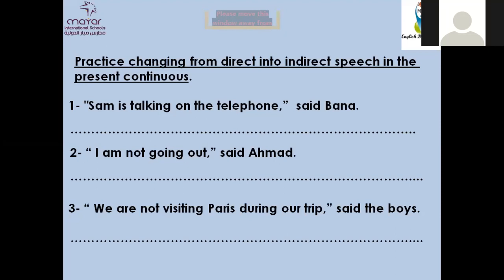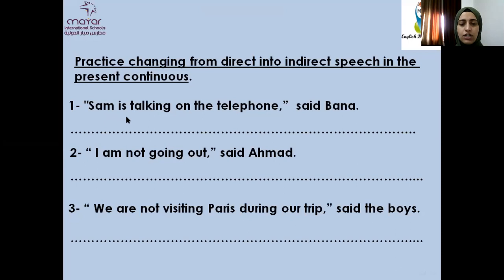Sam is talking on the telephone. Bana said that Sam is talking. Wait a second. How did you change is? I told you, guys, it's very simple. It's just as simple as that. Is and am should be changed into was, and are should be changed into were. That's it, according to the tense.